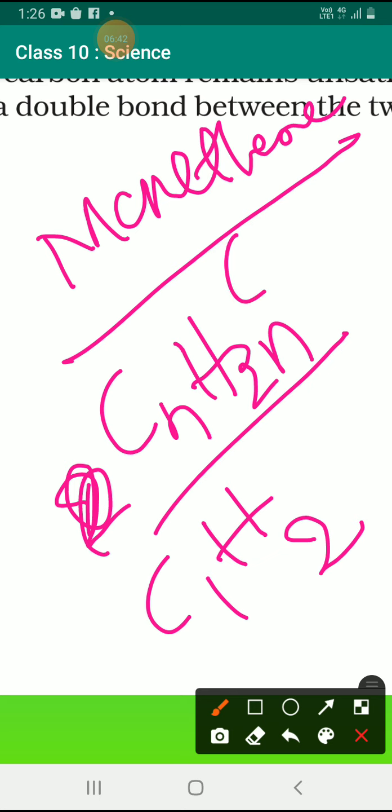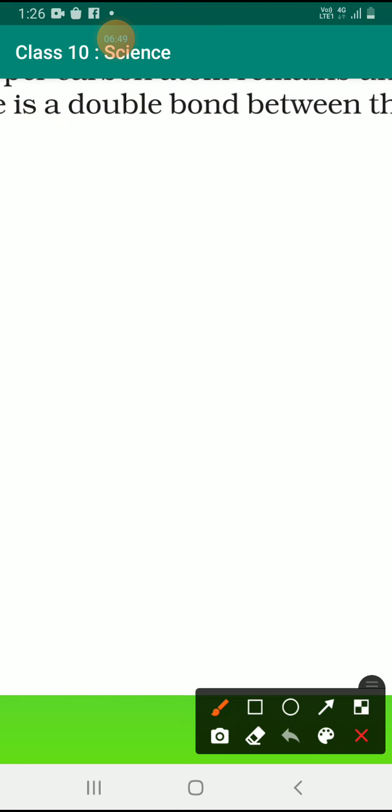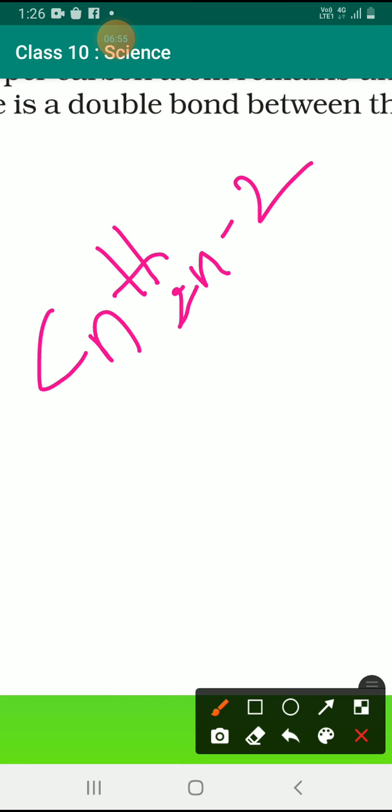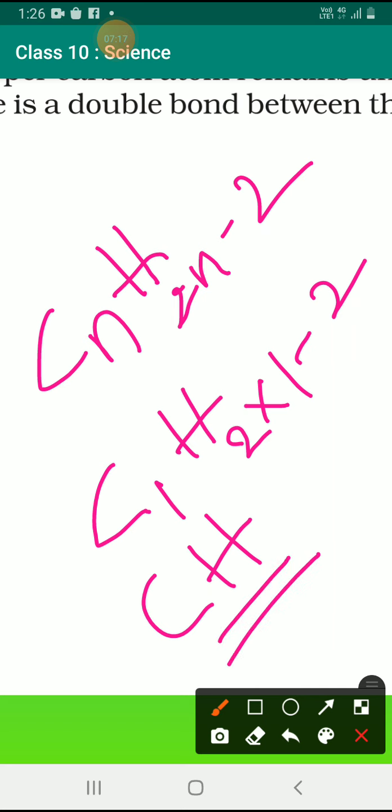So CH2, which is called methane, right? And the general formula is CnH2n minus 2, correct? If I write C1H2 into 1 minus 2, it becomes CH, okay. 2 into 1 is 2, 2 minus 2 is 0, so that becomes CH. So CH is methane. So this is the formula for methane.